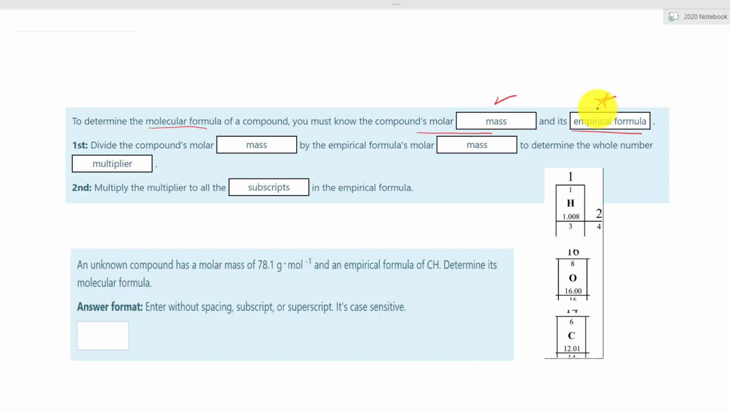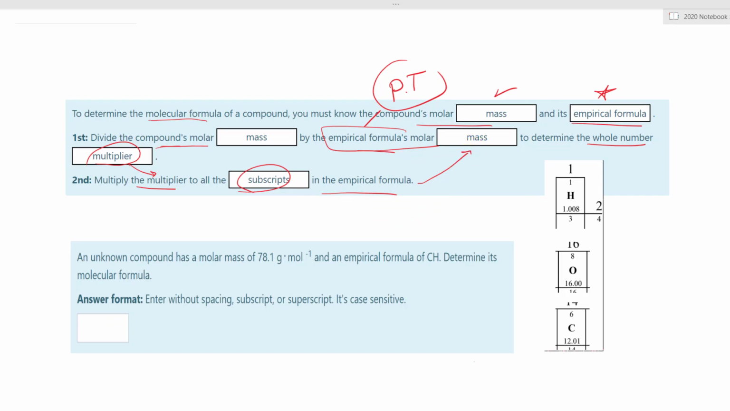And then once you have that, all you have to do is take the molar mass of that compound and divide by the molar mass of that empirical formula, using your periodic table, of course. With that division, you are going to determine the whole number multiplier. We're going to show you what that looks like in a few minutes. Now, the last step is taking this multiplier and multiplying it by all the subscripts in the empirical formula. So let's do an example problem to illustrate our steps.